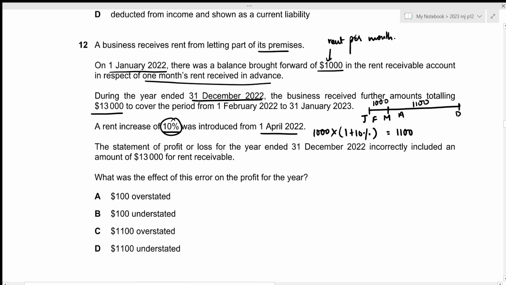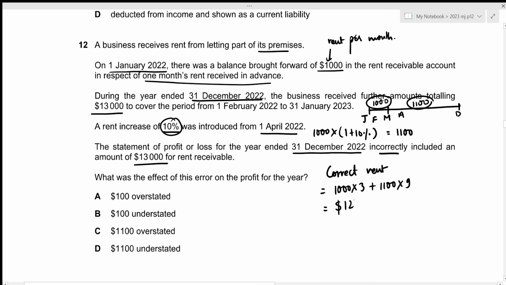Then the statement of profit or loss for the year ended 31st December 2022 incorrectly included an amount of 13,000 for rent receivable. Okay, so this is the incorrect rent receivable. Let's figure out the correct rent for the year. We already know that for the first 3 months, the rent will be 1,000 per month. So that's just going to be 1,000 times 3. Then for the remaining 9 months, the rent per month is just 1,100. So that will be 1,100 times 9. So the correct rent for the entire year of 2022 is just going to be 12,900.